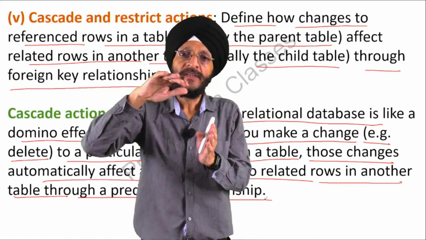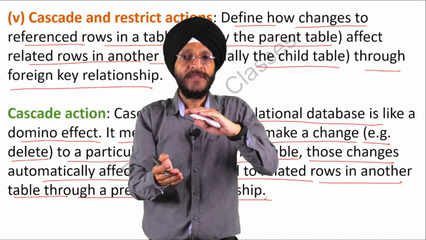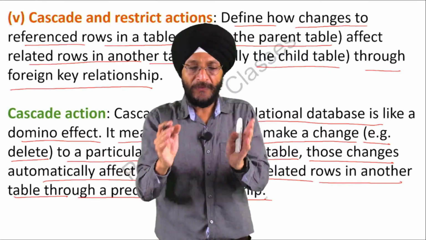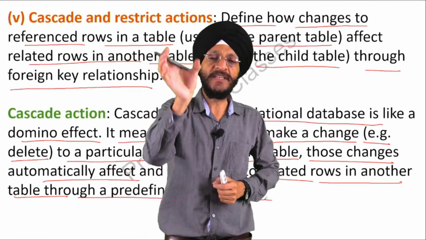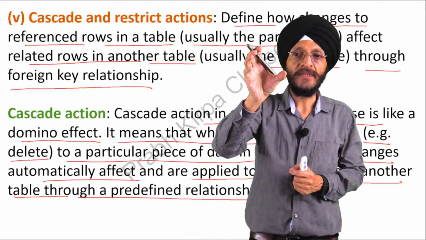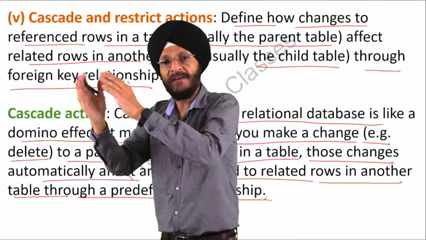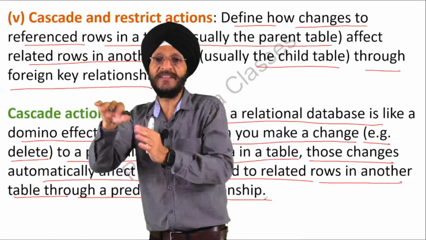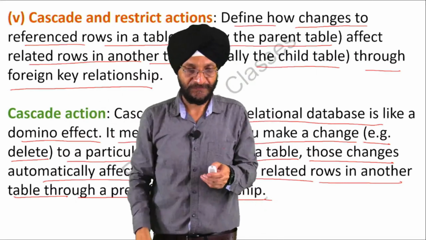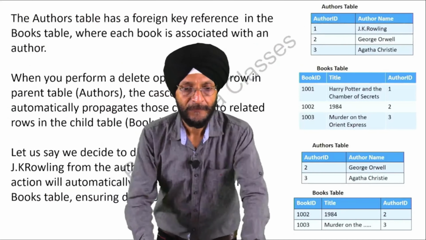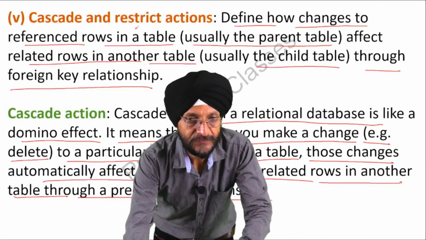That is, the system is given instructions on what type of effect should be there if we delete something in the parent table, what type of effect it will have on the child tables. It is already decided in advance at the level of database designing. Now we will understand the same with the help of an example.